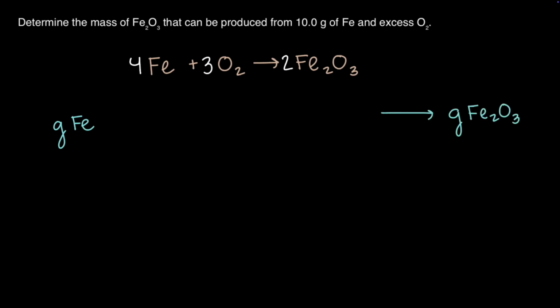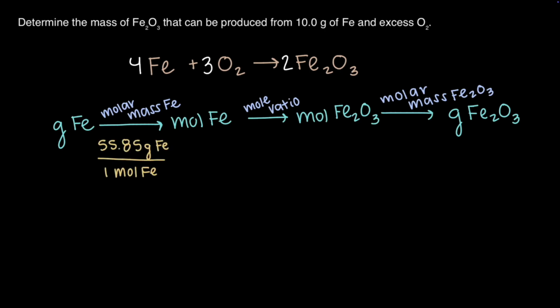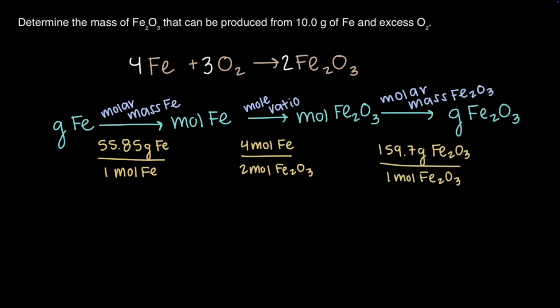We have to convert to a new compound, and to do this, we need to be in moles of Fe to use the mole-to-mole ratio from the balanced chemical equation to convert to moles of Fe₂O₃. To convert from grams to moles of Fe and moles to grams of Fe₂O₃, we have to use the molar mass for each. The molar mass for Fe will be 55.85 grams of Fe for every 1 mole of Fe. The mole ratio will be 4 moles of Fe for every 2 moles of Fe₂O₃. The molar mass for Fe₂O₃ will be 159.7 grams of Fe₂O₃ for every 1 mole of Fe₂O₃.